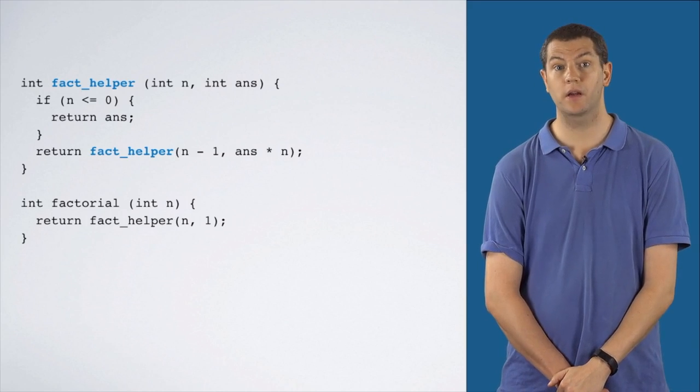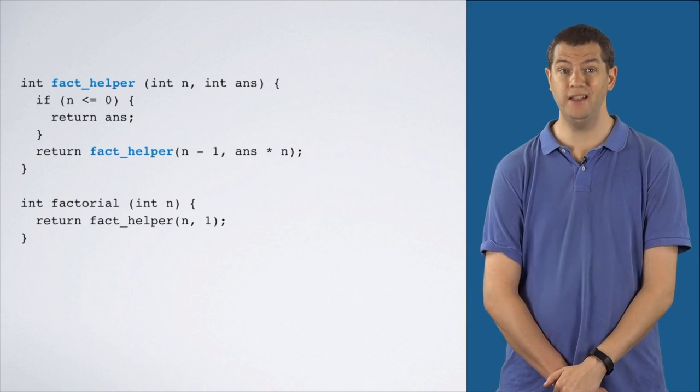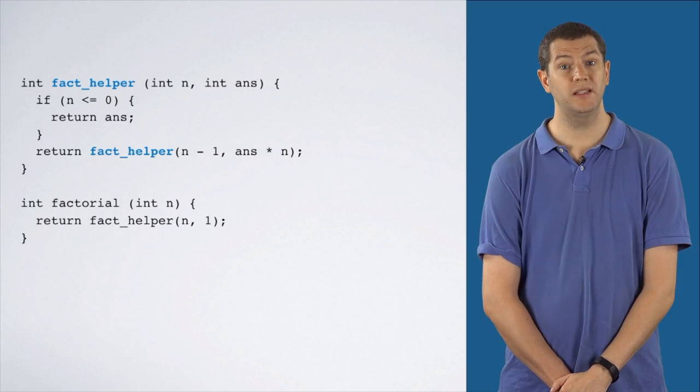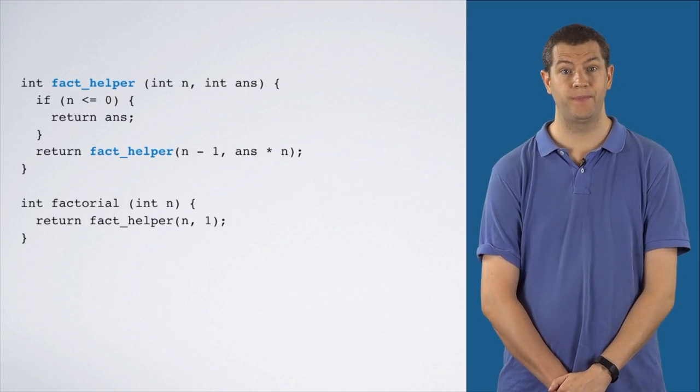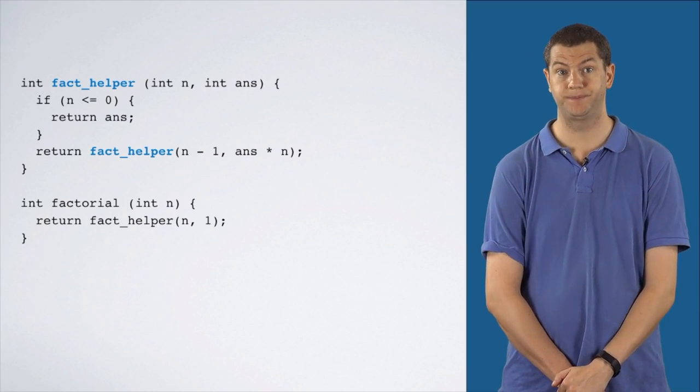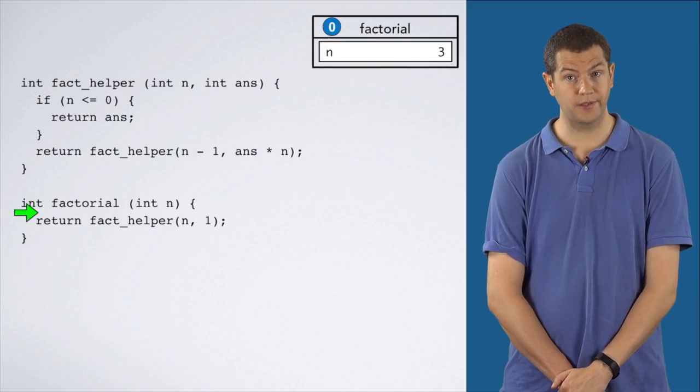In is the number we are computing the factorial of, and answer is a running product that gets computed with each recursive call. You can see that when factHelper calls itself, it is the last computation it does. This is called tail recursion. Let's step through the execution.